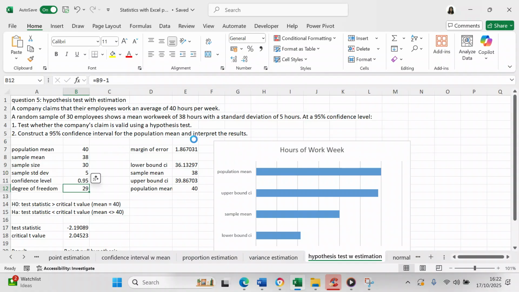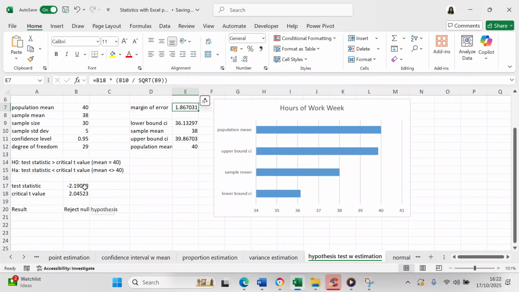So now we calculate your test statistic. Your null hypothesis is that the test statistic is greater than the critical value t, which means the mean equals 40. And the alternate hypothesis, which can be either H1 or HA, is the test statistic is less than the critical value, which means the mean does not equal 40.